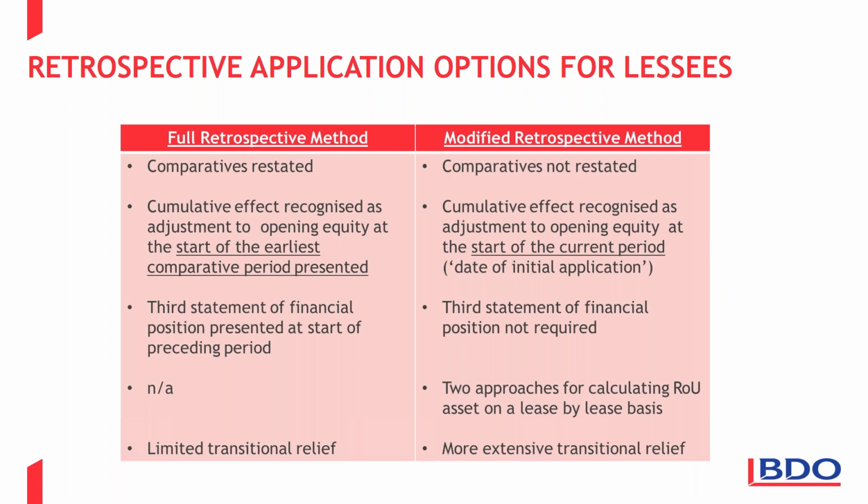I think that's an extra layer that people just don't have the time for at the moment. But it's something to consider. And then there's more extensive transitional relief available, which is very important. If you do the modified retrospective approach, where you're just fixing the first year, there is some transitional relief to assist you with the calculations, to potentially make the calculations easier and simpler to do.